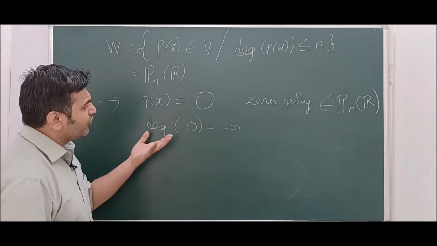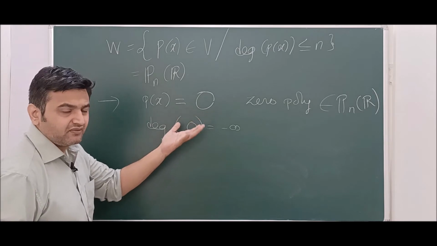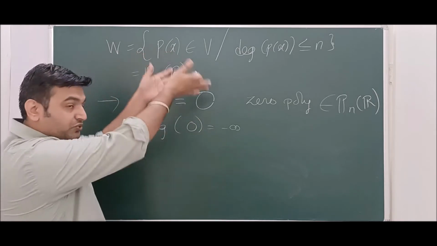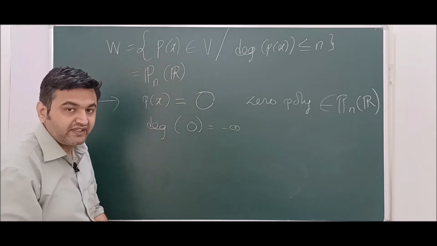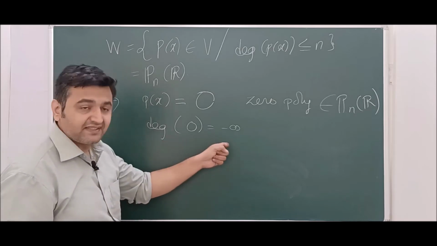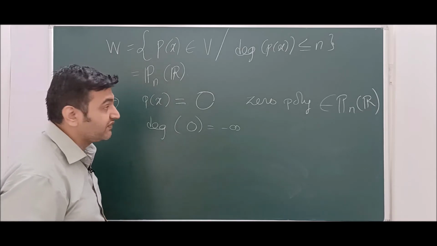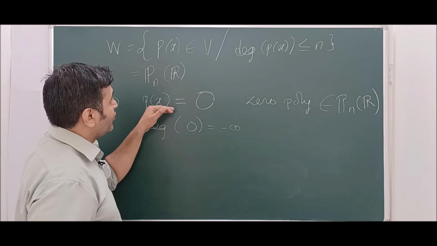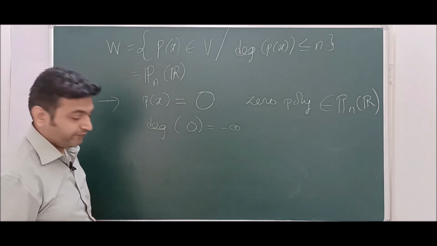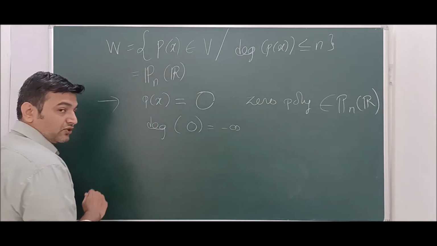Or you can also say this has no degree. But then if I want to say it belongs to W, I should have some notion of degree. So that's why we define it as minus infinity, so that this polynomial belongs to W. So it contains the zero polynomial.